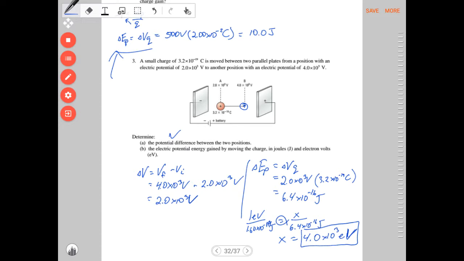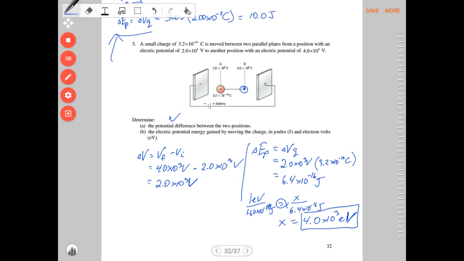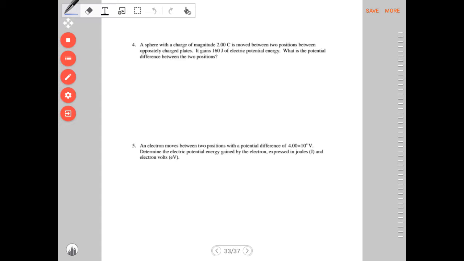Okay, so 4.0 times 10 to the 3 electron volts. It's just a little bit easier working with these numbers as opposed to 10 to the negative 16. Negative 16, that's unfathomable how small that is, whereas 4,000 of anything, at least you can kind of wrap your brain around that. Okay, just a couple more examples and we'll be done this section.